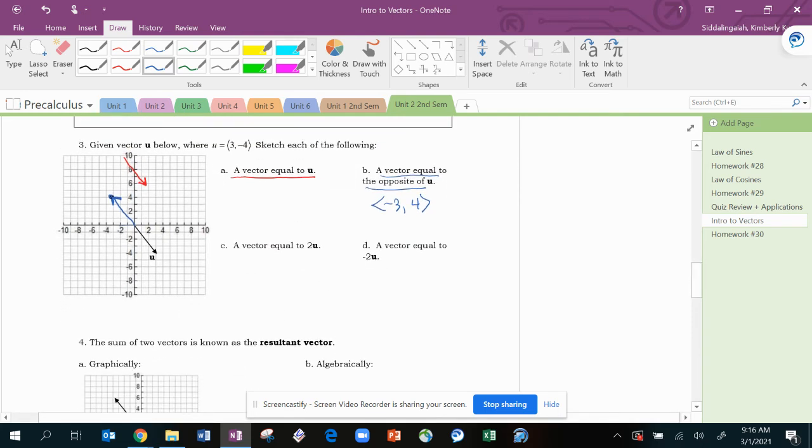So a couple ways we could do this. Let me do this in green. I could actually multiply my vector u by 2 and get the component form. So this would be 6, -8. Oh, there's that 6, -8 again, right? So this vector in green that I'm drawing would represent 2 times u.